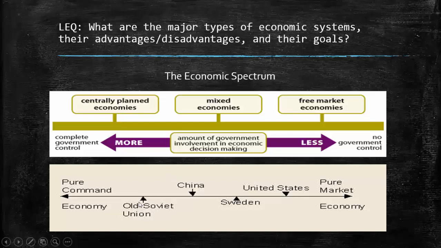So the Soviet Union technically was a mixed economy. We'll call it pure command economy. Now, China, right in the middle here, half pure market, half pure command, is a mixed economy, but they are more command leaning. Sweden is a mixed economy, but they are more market leaning. The United States is a mixed economy, but it is more market leaning. All right, so I want you guys to spend some time and try to decipher that graphic. We'll be discussing it in class over the course of the next several days.